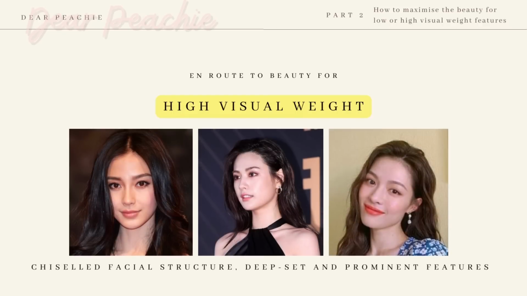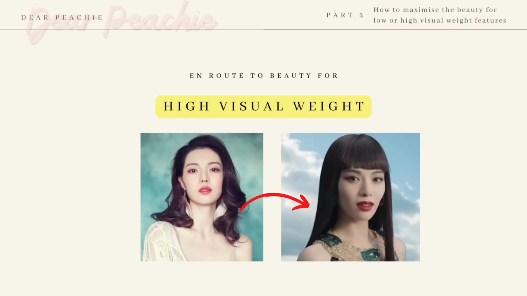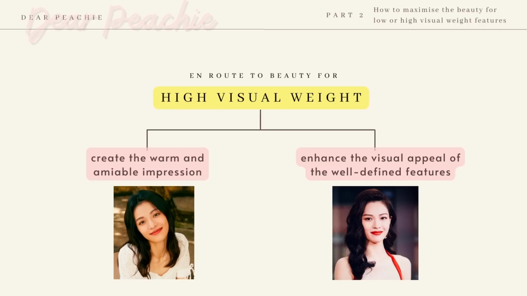Next, let's take a look at the higher visual weight features. It's common to see many beauties with lower visual weight features envious of the chiseled facial structure, deep set and prominent features of higher visual weight people, but they also face difficulties while styling themselves. Unsuitable styles can make them look more mature than their age, or too fierce and less gentle. There are two approaches we would like to suggest here to elevate the beauty of higher visual weight features.